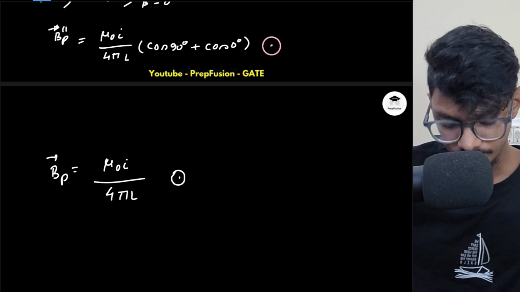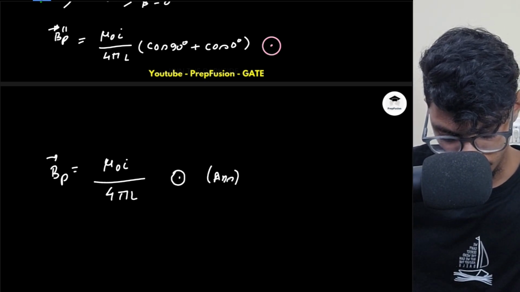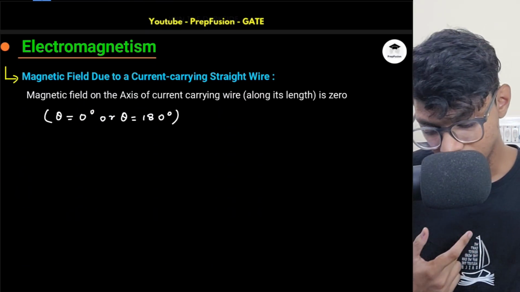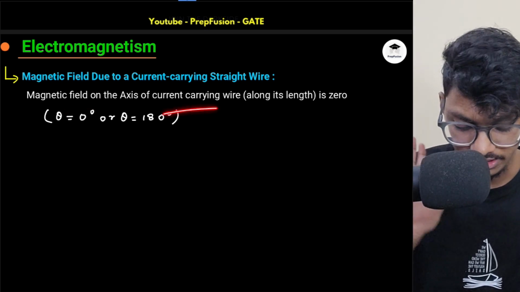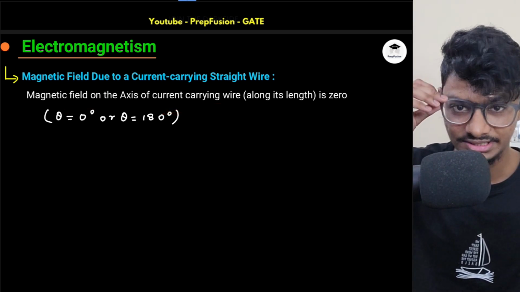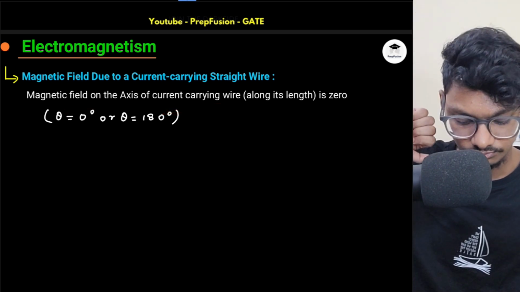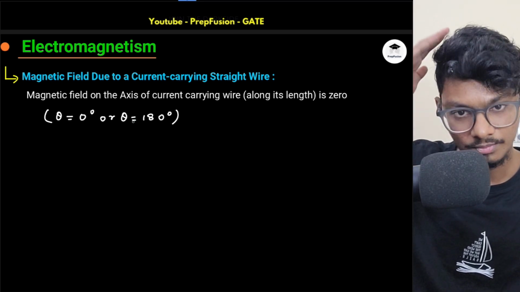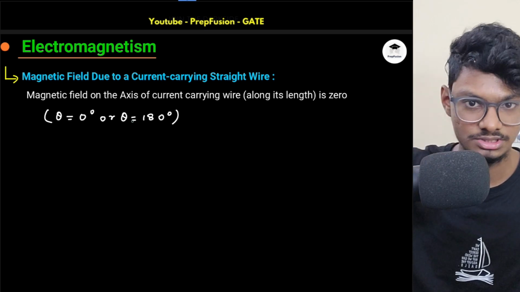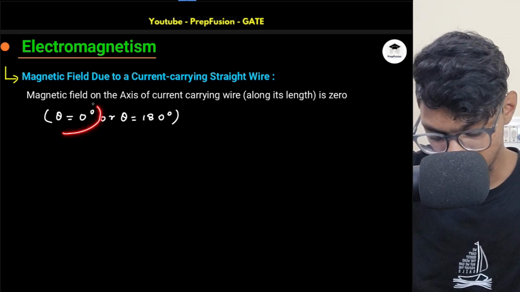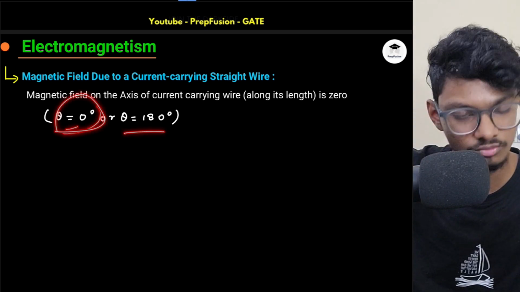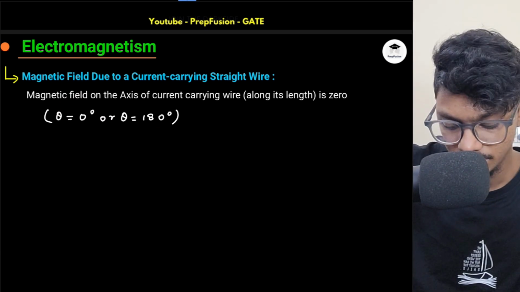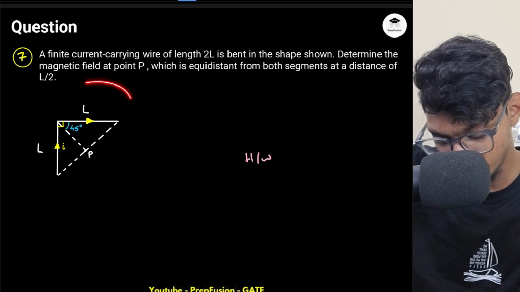So this will be the answer for the two cases. Let's now move on. Here I have just written that point in the notes itself: the magnetic field along the axis of the current carrying wire is 0, because one of the thetas will be 0 and the other theta will be 180. Whatever happens, cos 0 plus cos 180 will always give me 0. Either theta 1 will be 0 or theta 2 will be 180. These two are possibilities, not both at once. So let's solve it for this.